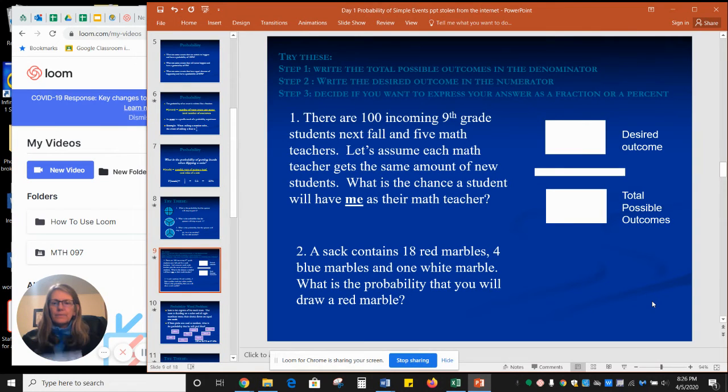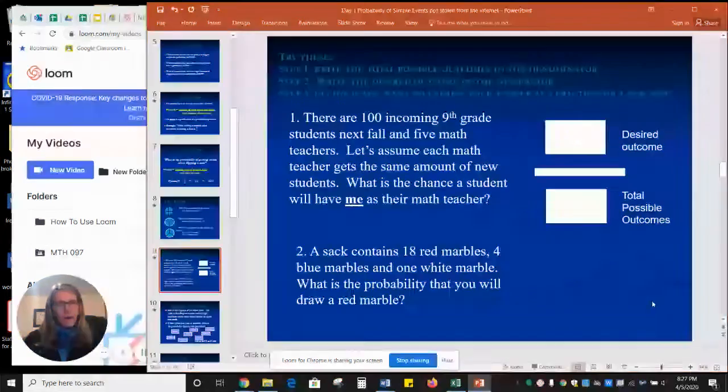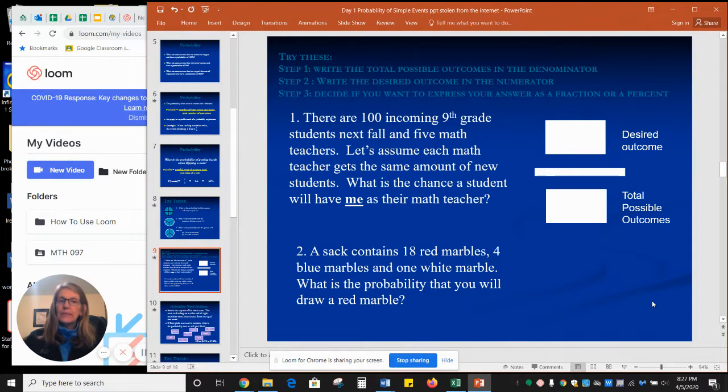Let's look at number 2. A sack contains 18 red marbles, 4 blue marbles, and 1 white marble. All the marbles are the exact same size and feel exactly the same, and in the sack, you can't see into it. But what is the probability that if you put your hand into the sack and choose 1 marble, that marble will be red? You can use the same fraction as above. Remember to put the desired outcome in the numerator and the total possible outcomes in the denominator.